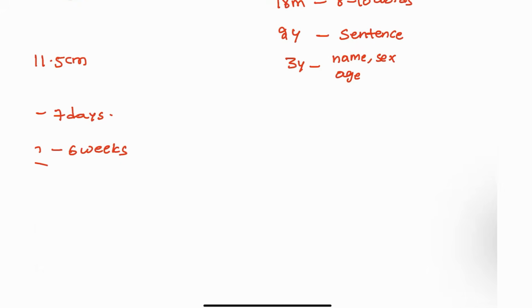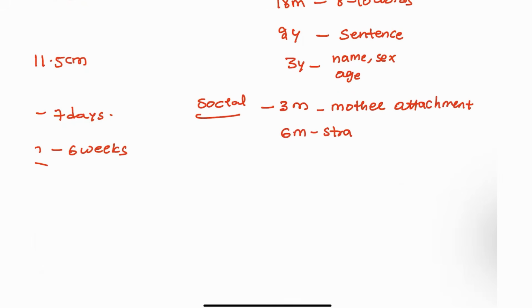Next, coming to the social milestones. Okay, social milestones. At 2 to 3 months, they are going to know about the mother. So the mother attachment, or we can say the mother regard, will be seen in this patient. Next, 6 months, stranger anxiety. So at 6 months there will be stranger anxiety seen, and 9 months, peekaboo. Okay, 9 months peekaboo, and also bye bye will be seen in these babies.